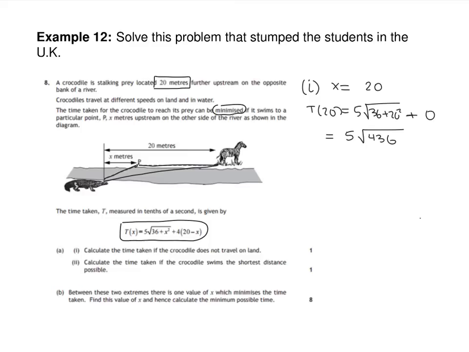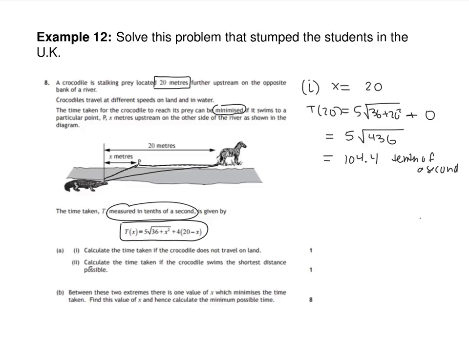Some decimal answer. I think they were probably given a calculator on this question. I don't know what it was, but let's see. So it's 104.4. And it was measured in tenths of a second. So that'd be 10.44 seconds, wouldn't it? Because it says it was measured in tenths of a second.